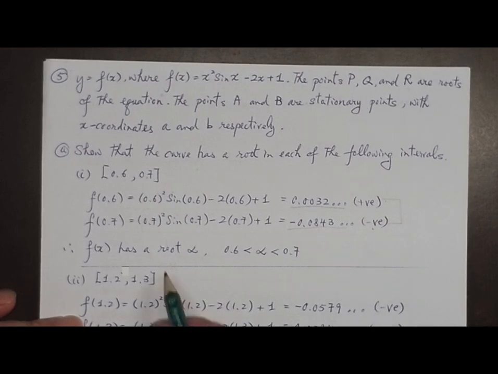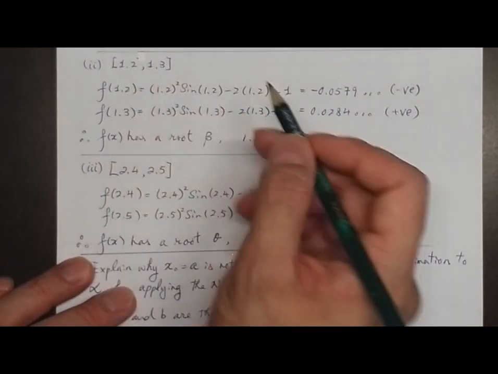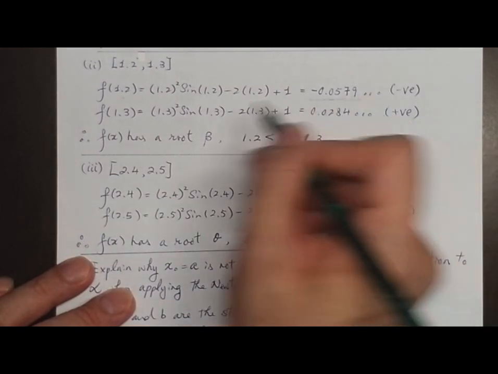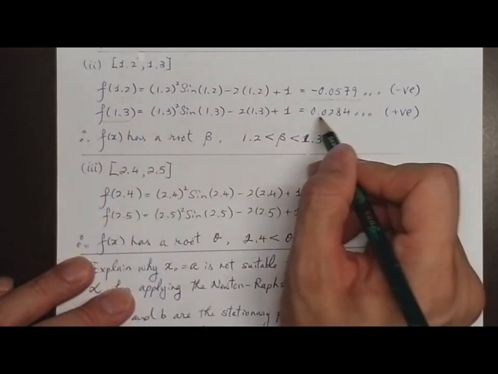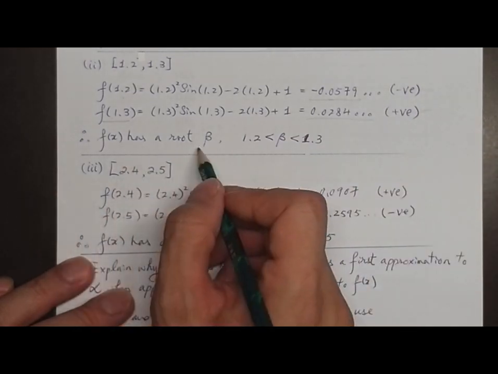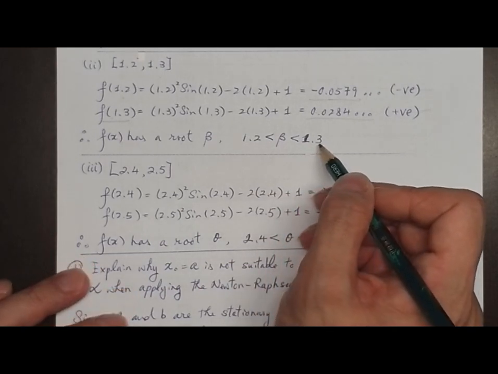We have a root alpha between 0.6 and 0.7. And the second interval is 1.2 and 1.3. f(1.2) is a negative value, and f(1.3) is a positive value. One negative, one positive. So there's a root beta between 1.2 and 1.3.